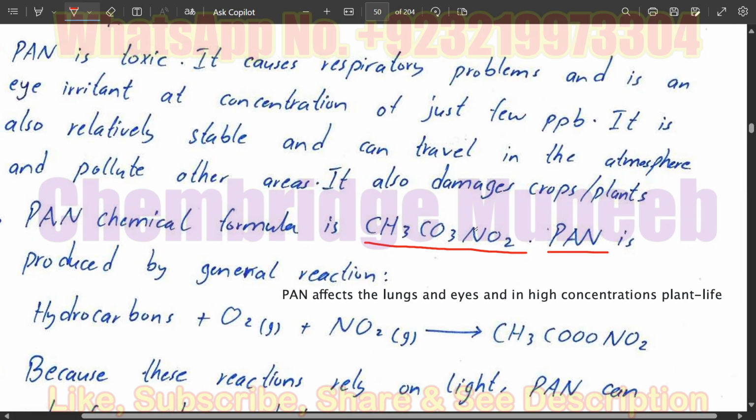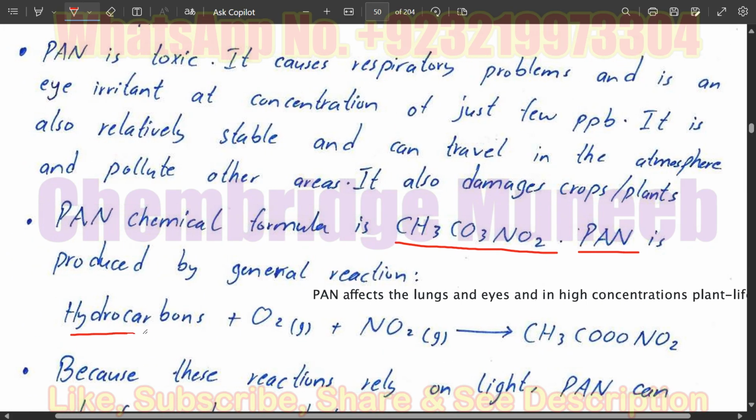Now, how is it formed? It is also given here. Hydrocarbons react with O2 and NO2 to make this compound CH3CO3NO2, which means hydrocarbons are already given, but we need these two products as well, O2 and NO2.